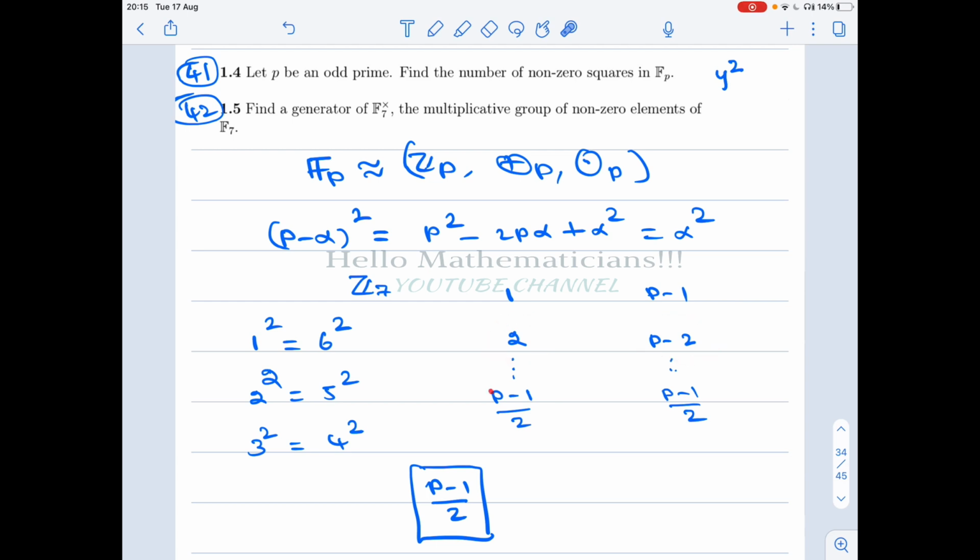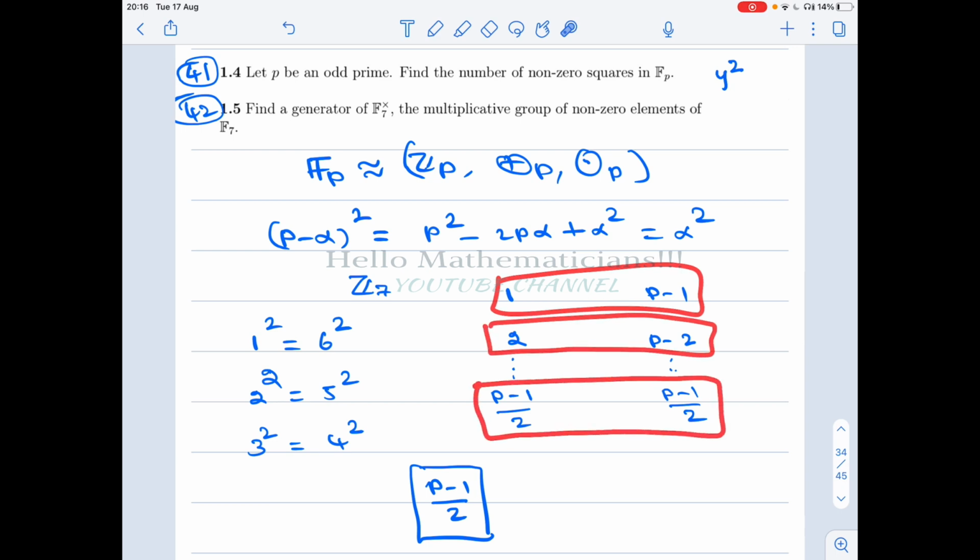If you keep going like this, then up to P minus 1 by 2. Note that P is odd. It's given that P is an odd prime, and here only we are using that fact. So step by step we can go up to here. The squares of these two numbers give the same square, again the squares of these two numbers give the same square, and finally the square of this number gives the same square. So there are 1, 2 up to P minus 1 by 2 numbers.